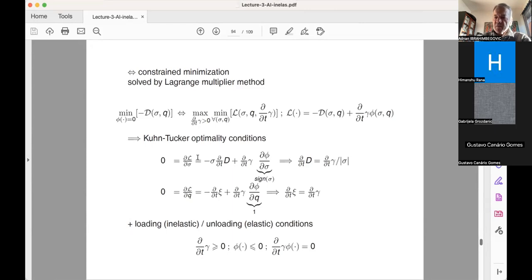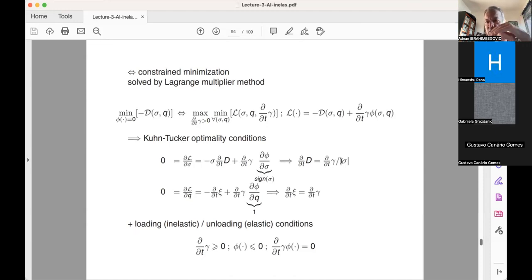So if I take the derivative of the first one, I obtain that d dot is equal to gamma dot divided by the absolute value of sigma. So the evolution equation of compliance is given here. It looks almost the same as the other one for plasticity. But remember, there was a sign of sigma there, so it could be positive or negative, whereas d dot is always positive. So compliance is always increasing towards an infinite value. With gamma dot positive and absolute value of sigma positive, compliance keeps increasing.